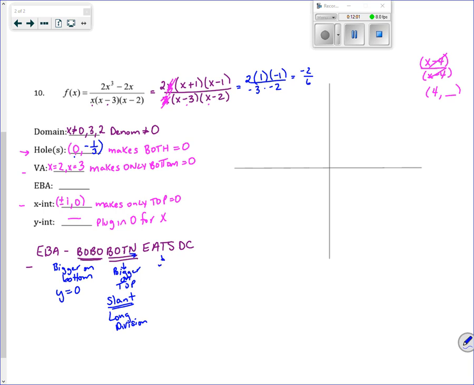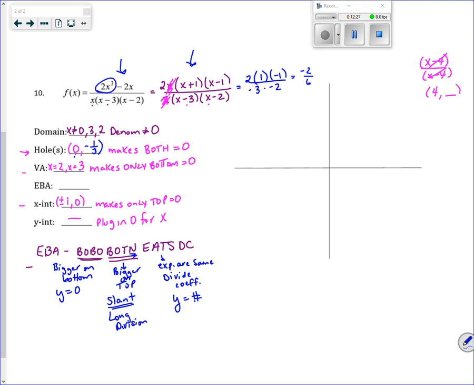If the exponents are the same, then you divide coefficients, and you're going to get y equals some number as an HA. So in our example, I could have told that from the beginning. I can look here or here. It doesn't matter. I'll get the same thing. I'm just going to go from the original.